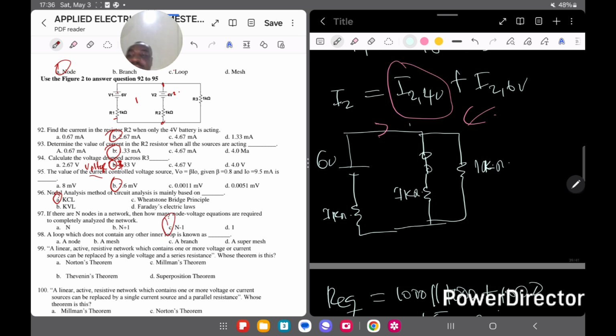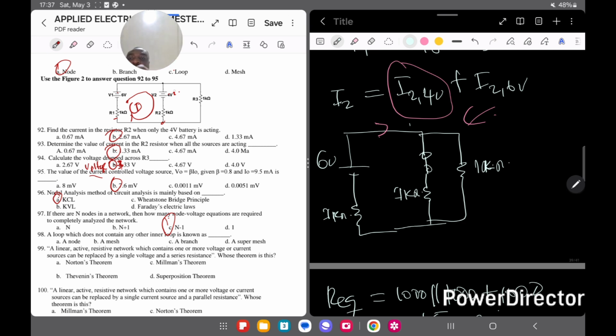Now moving to question 98. A loop which does not contain any other inner loop is known as a mesh, right? A mesh is simply a loop that doesn't contain any other loop within it, meaning it is not containing an inner loop. For example, with this circuit diagram, if you look at the first one here, we have one loop. It doesn't contain any other loop, or it's not having any inner loop inside it.